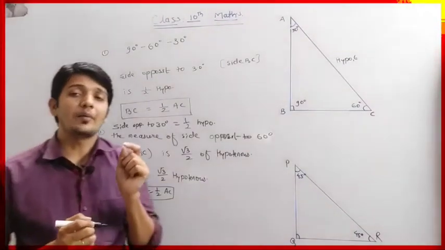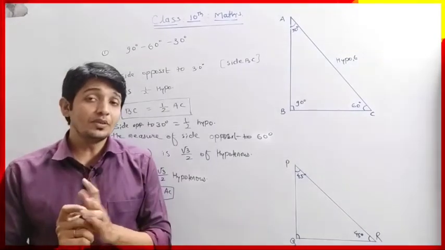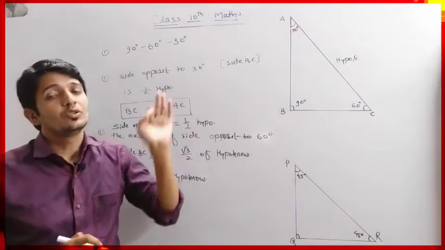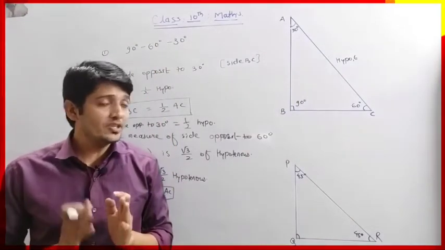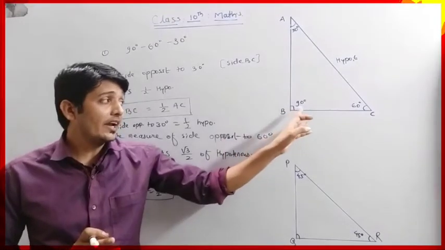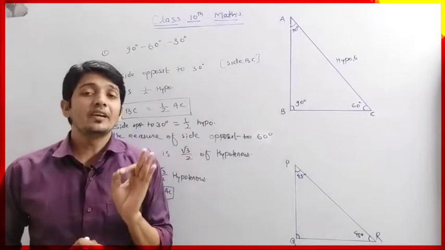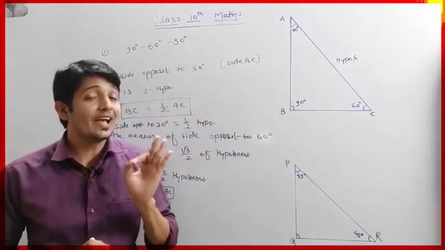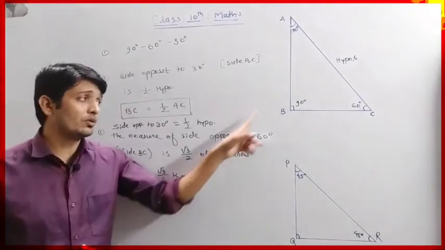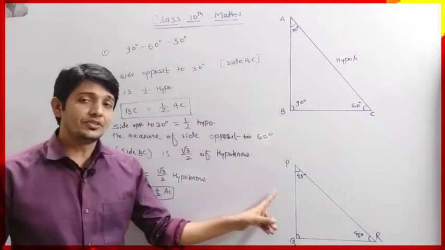So if you know the hypotenuse, and if you know the type of the angle measures, that is if it is 90, 60 and 30, then you can directly find the measure of the sides BC and AB, the other sides except the hypotenuse. Okay, so this is all about the first right angle triangle. Now we will discuss the second one.